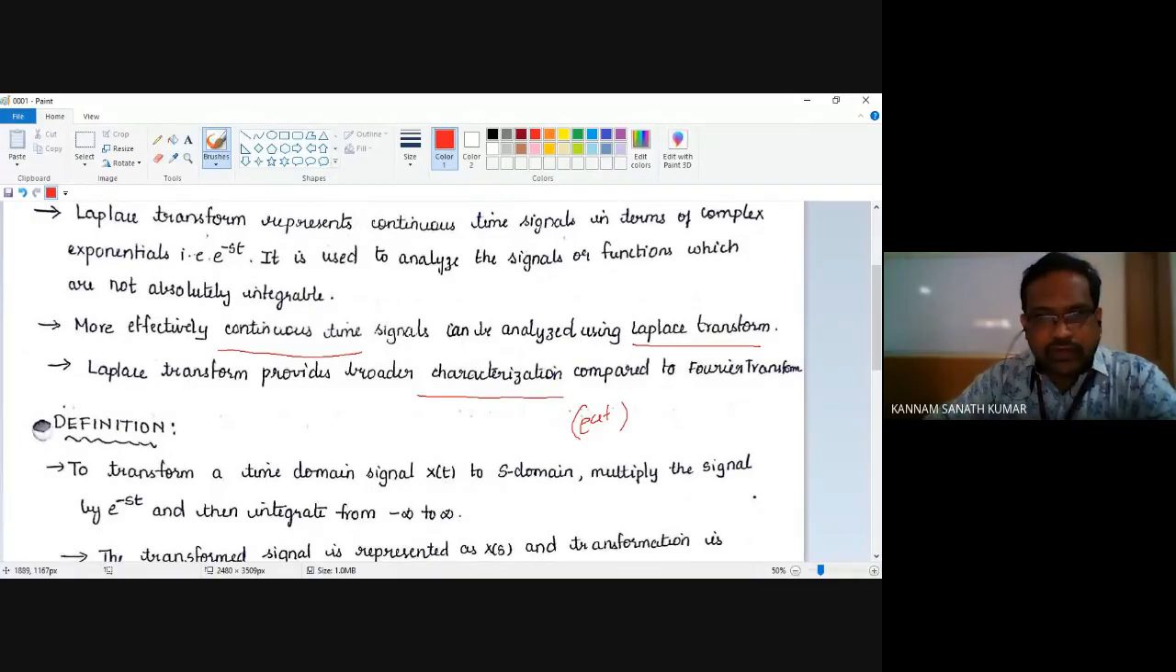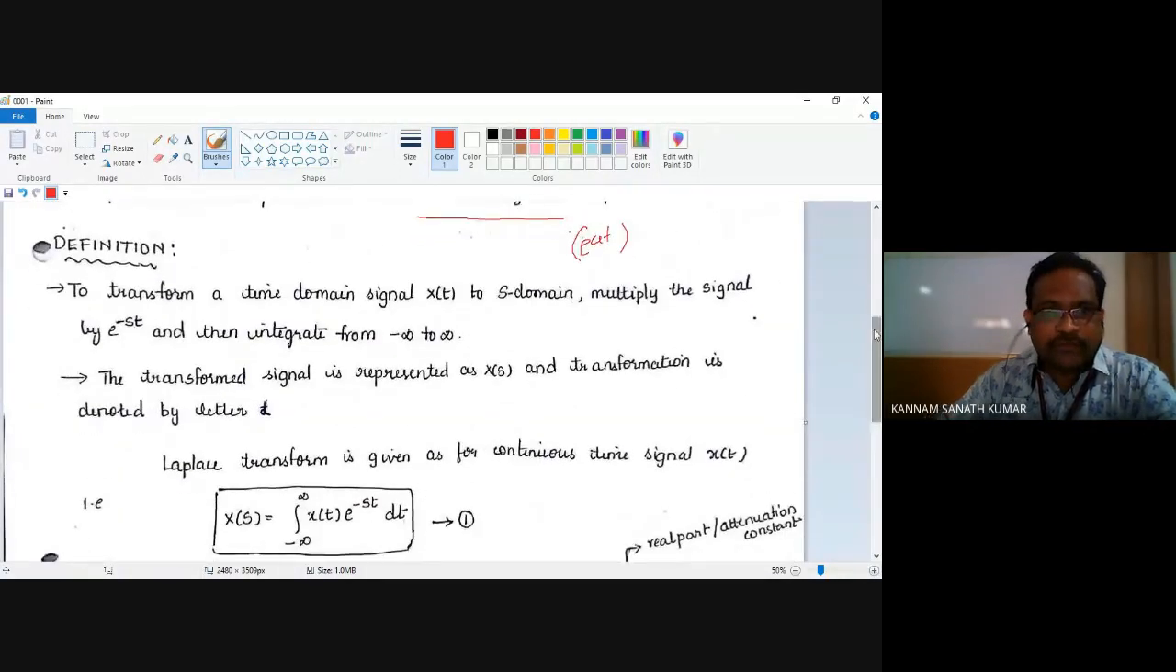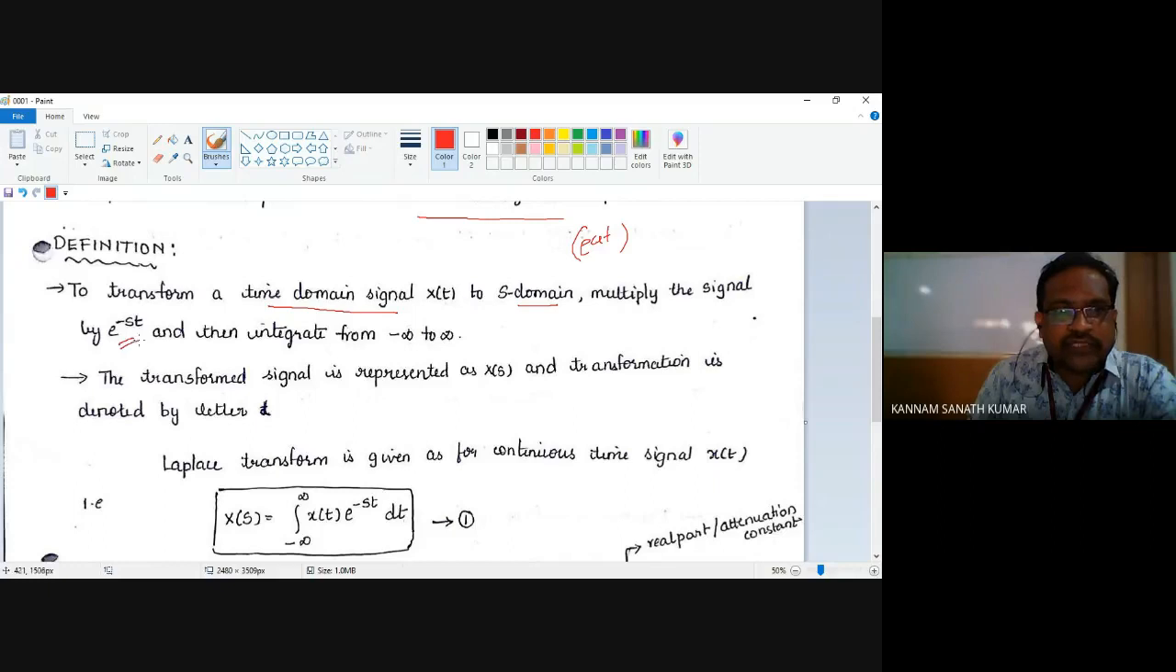Coming to the definition, to transform the time domain signal to the S domain, we multiply the given signal with the exponential term e power minus st, and we integrate from minus infinity to infinity. That means to transform the time domain signal into the S domain signal, we multiply the given signal with e power minus st and integrate from minus infinity to infinity. Whatever the transformed signal is, it is represented as X of s.